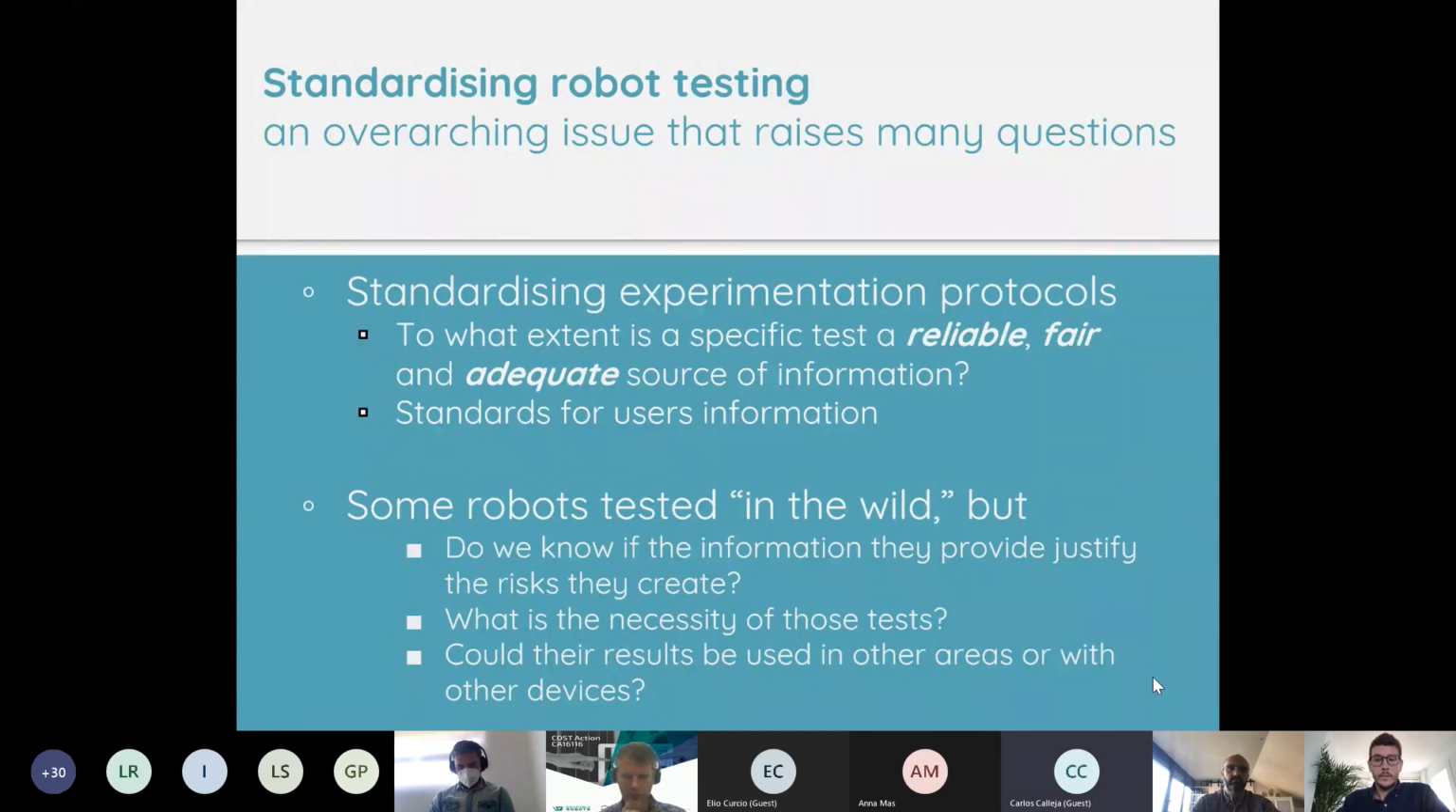And also, what is the necessity of those tests? To what extent do we need to test on users and in the wild? Those are also normative questions that we think we can use the EUROBENCH test facility to unearth or to properly scope, and how the results of one test can be used in another area with another device. And this is key, because if we look at how exoskeletons are being tested and how safety is being assessed, there are different kinds of tests. There is no agreement on inclusion and exclusion criteria or on how to test specific hazards. So we need to standardize these rules so as to make standards reliable, fair, and adequate, and to provide information to properly appraise how robots should be tested.